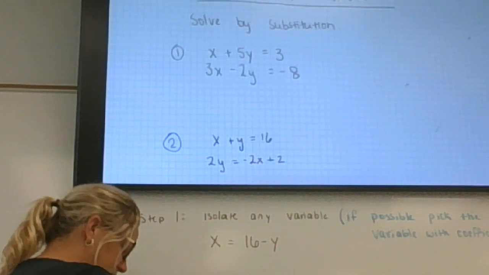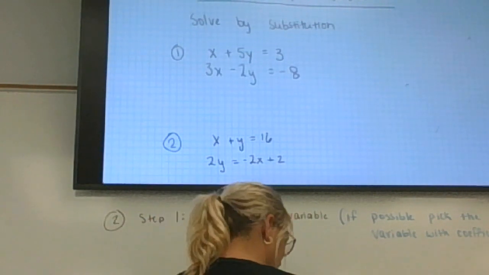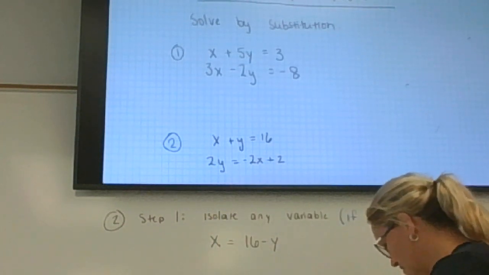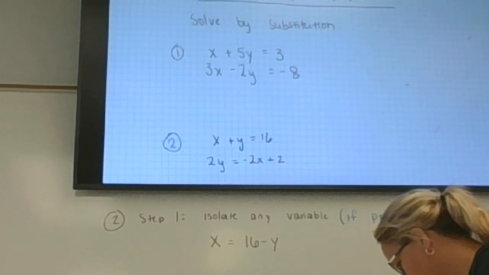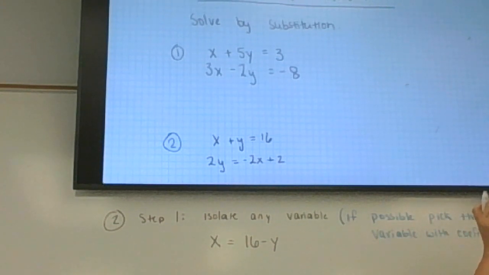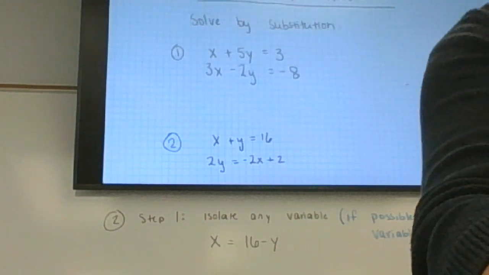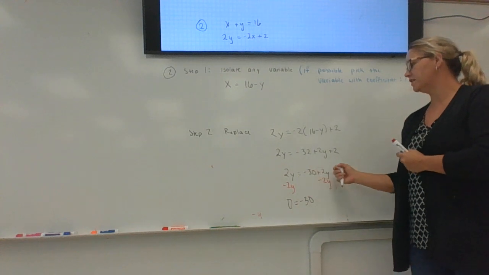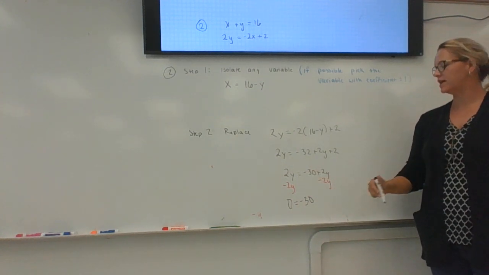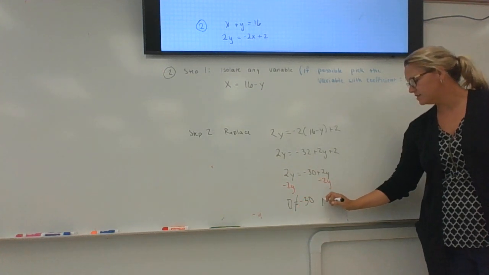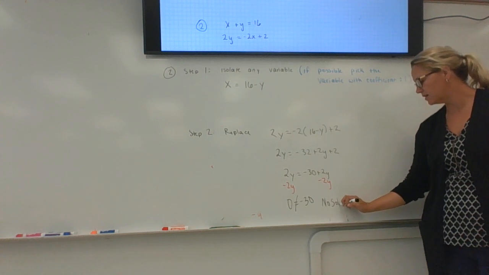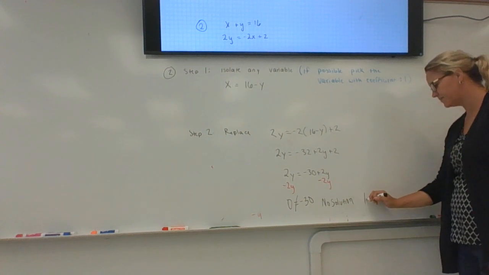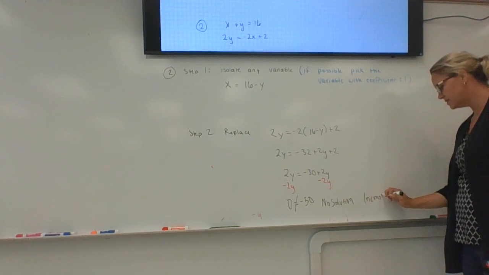Oh, I see. So you might have questions here. Anybody get 0 equals negative 30? So this is the contradiction. The variable y canceled out on both sides. I'm going to cross it out. This is a no solution system. What's the fancy word? Inconsistent. This is an inconsistent system.